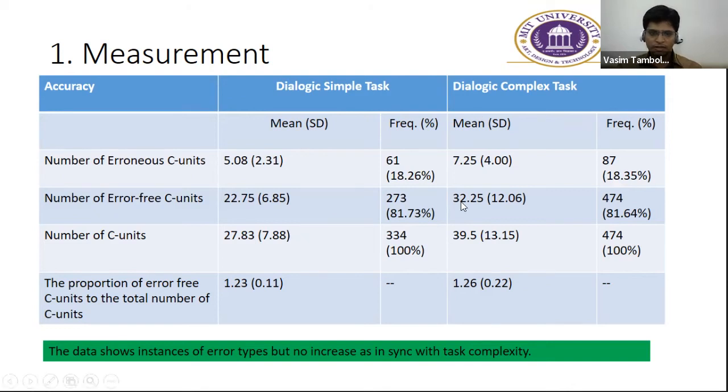So as you can see here, simple task versus dialogic task, there were more instances of erroneous C units in the dialogic complex task. With bare eyes, it seems there are more errors in the dialogic task, but given the fact that the text length was extended in the dialogic task, I have given the percentage count here. If you look at the percentage count for erroneous units, it is almost similar. The number of error-free units is also similar, and the proportion of error-free units to the total number of units is not much different. So the data shows instances of error types, but no increase in sync with task complexity.